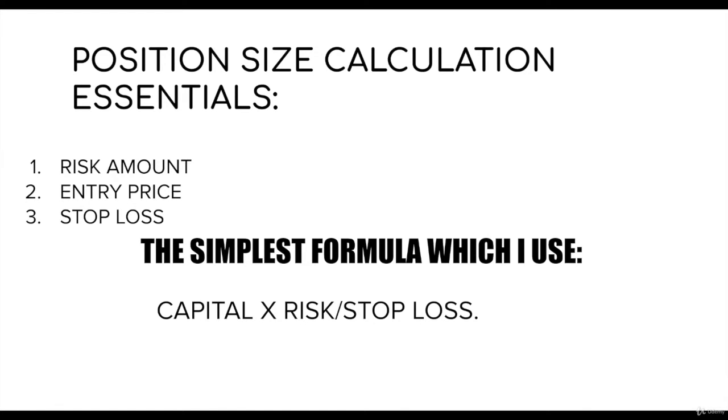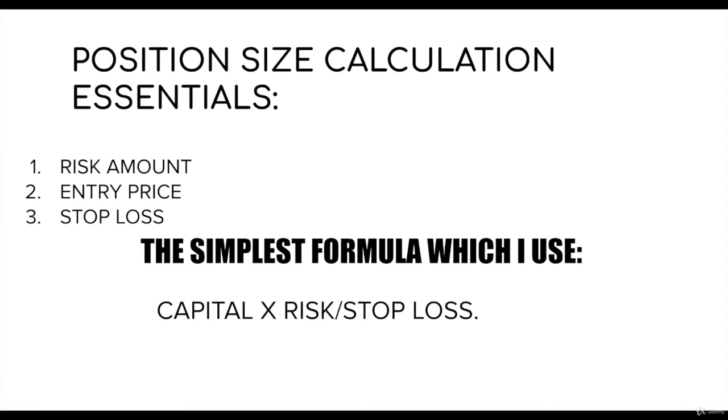Position size calculations essentials. We need three things to determine the position size. Your risk amount, how much risk of your capital you are taking per trade, your entry price, where you are buying or selling, and your stop loss. These things are mandatory for position size calculations. The simplest formula which I use is your portfolio size multiplied by the risk you are willing to take per trade, divided by stop loss, and you will have the position size. Simple as that. People have made this so complicated.